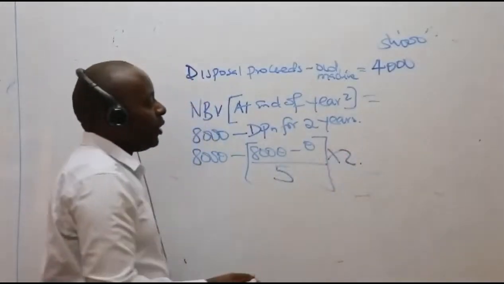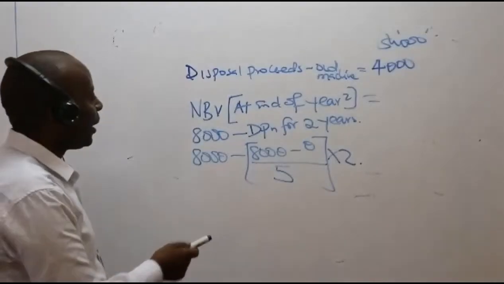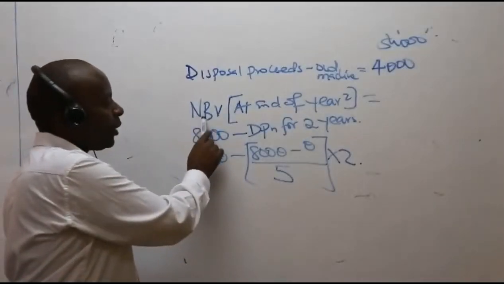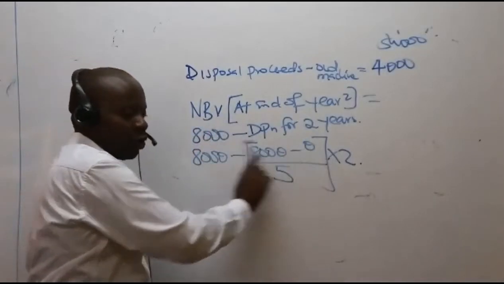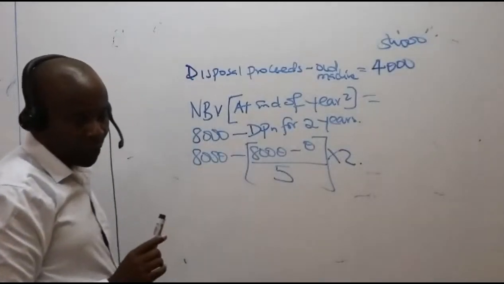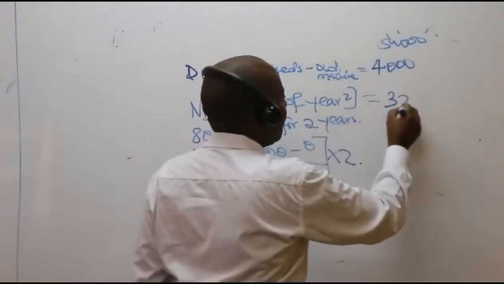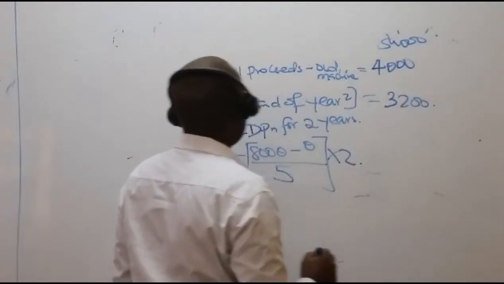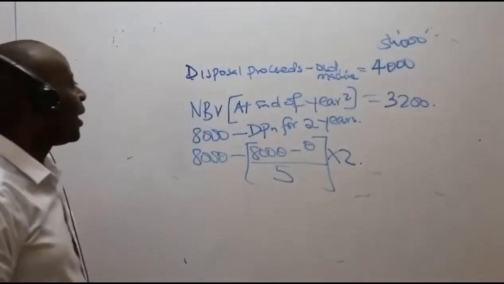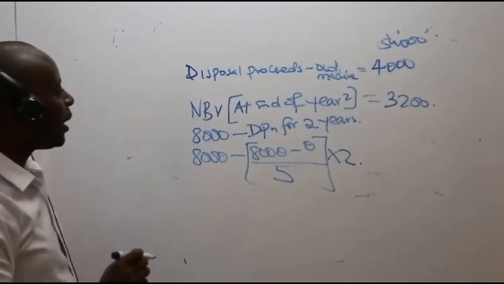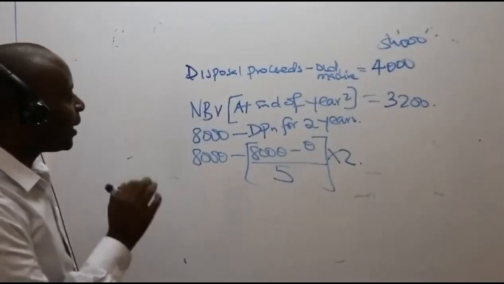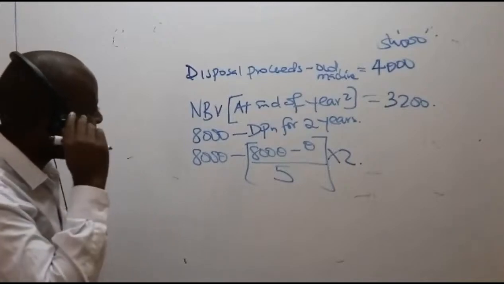So is there anybody who is able to give me, ladies and gentlemen, the net book value of this particular old asset at the end of year 2? Olivia tells me it is 3,200.